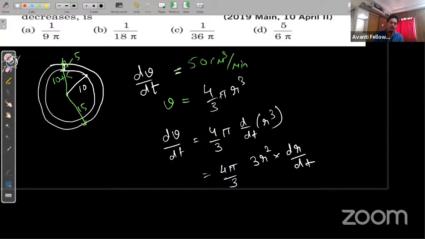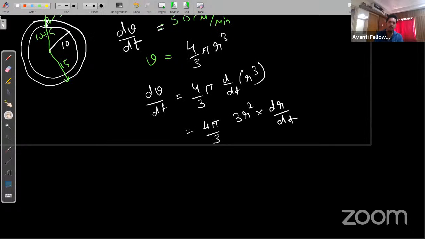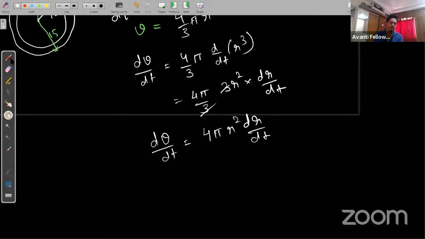Is it okay, everyone? Getting clear or not? So ultimately, what did you get? dV by dt is equal to, thank you, Ashit, the 3 got cancelled here, so 4 pi r square into dr by dt. It's okay, guys.